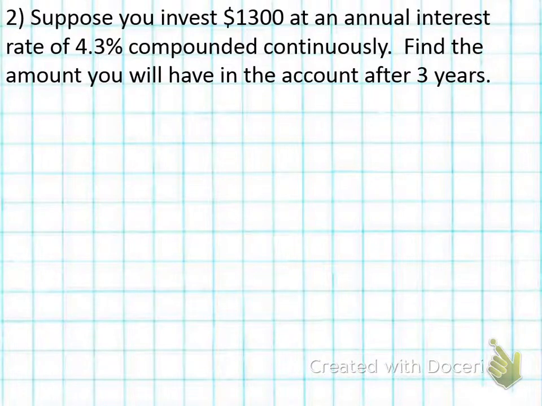2. Suppose you invest $1,300 at an annual interest rate of 4.3% compounded continuously. Find the amount you'll have in the account after 3 years, okay?